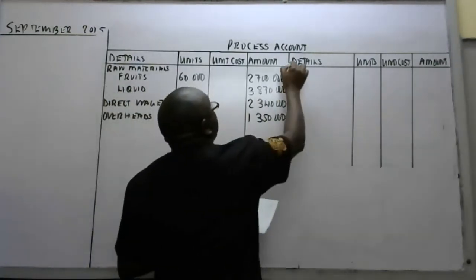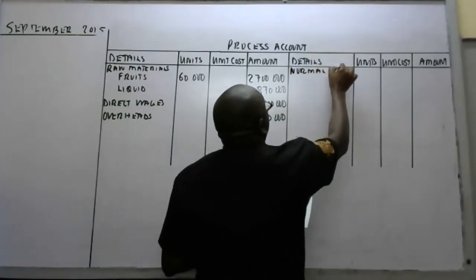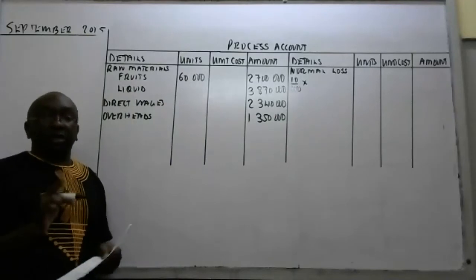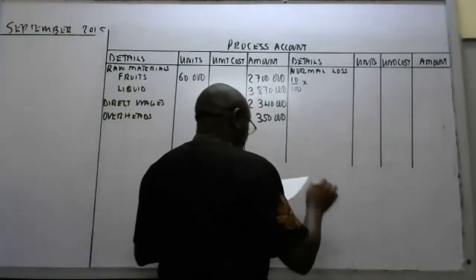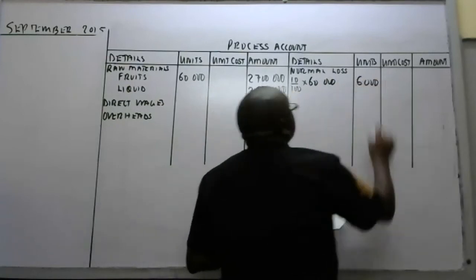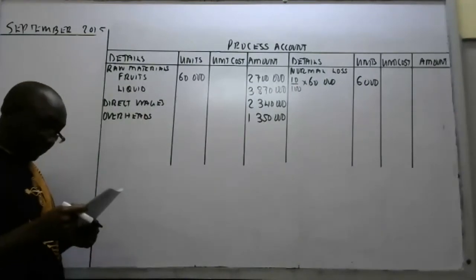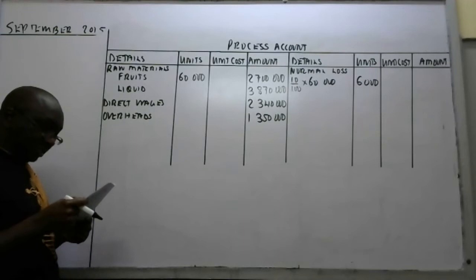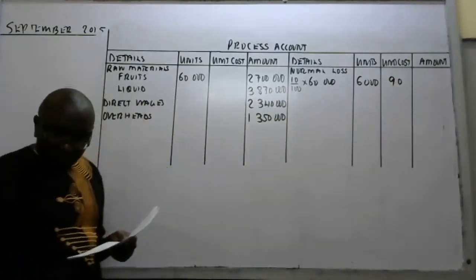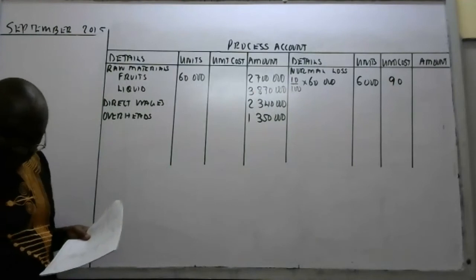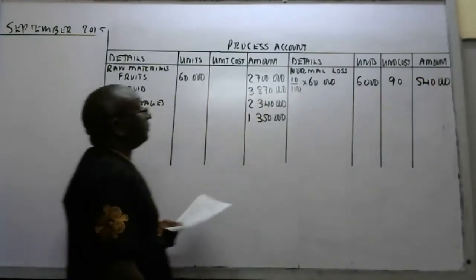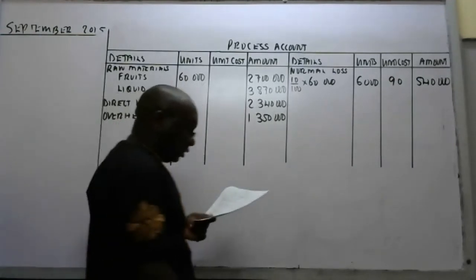Then, note number one: normal output of the process is 90% of input. What that tells you is that normal loss is 10%. We were left with 90, we lost 10. So 10% of 60,000 is 6,000 units. We are told losses in the process are sold at 90 shillings, so the unit cost is 90. 6,000 times 90 gives 540,000. The output was 55,000.